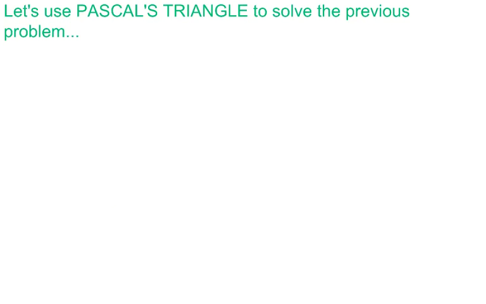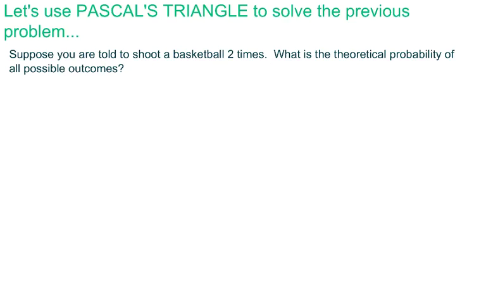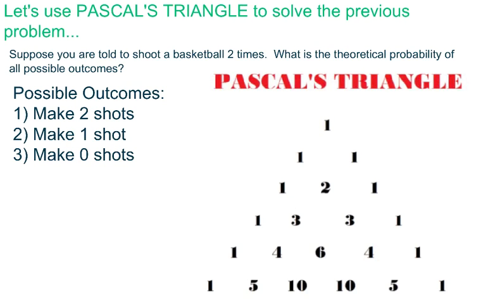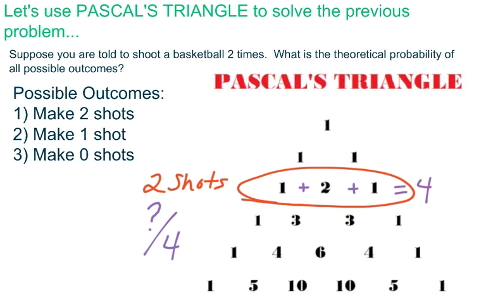So let's use Pascal's triangle to solve the previous problem. Again, suppose you're told to shoot a basketball 2 times. What's the theoretical probability of all possible outcomes? Remember that possible outcomes are making 2 shots, making 1 shot, or making 0 shots. Well, from the previous picture, we saw that this row right here is whenever you're taking 2 shots. So when you add those up, it's a total of 4. So our denominator for each of our probabilities is going to be 4.